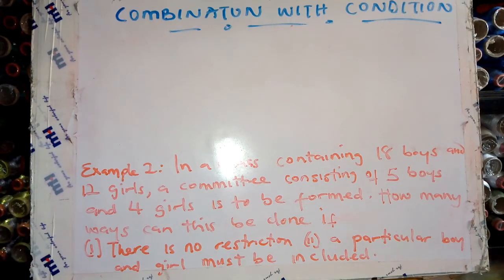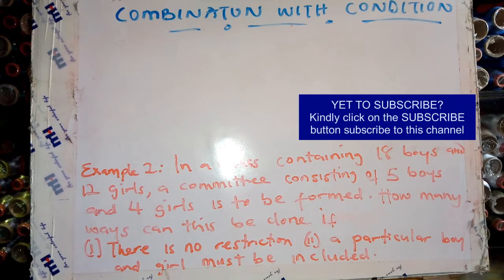So this is example 2 under combination with condition. If you just came across this video and missed part 1, or the previous part, where we looked at combination without condition and permutation, kindly check the description of this video. You'll find a link to those videos.